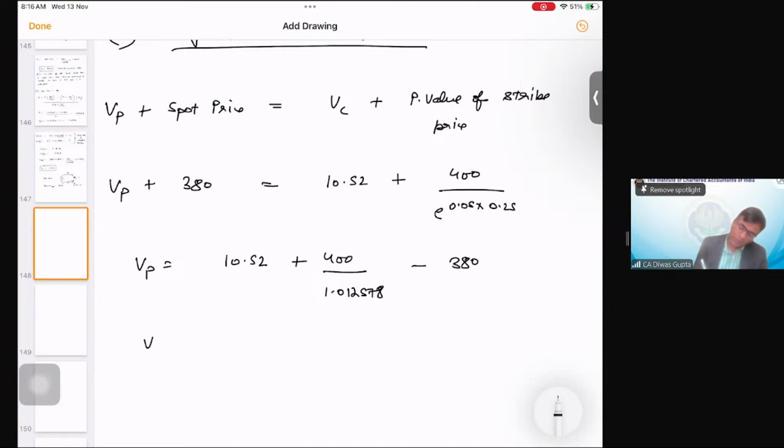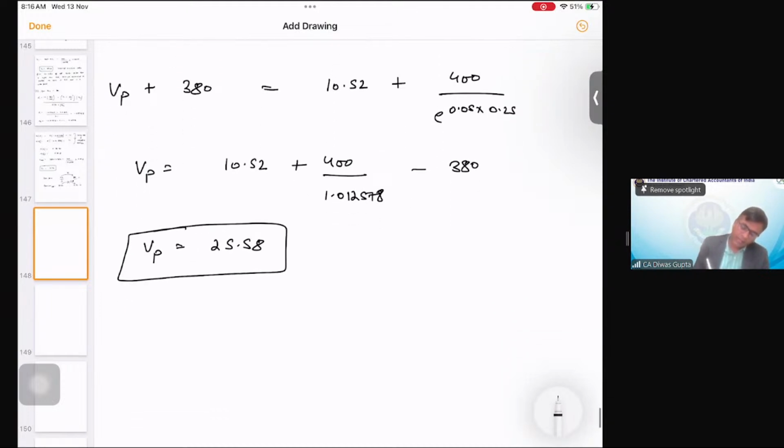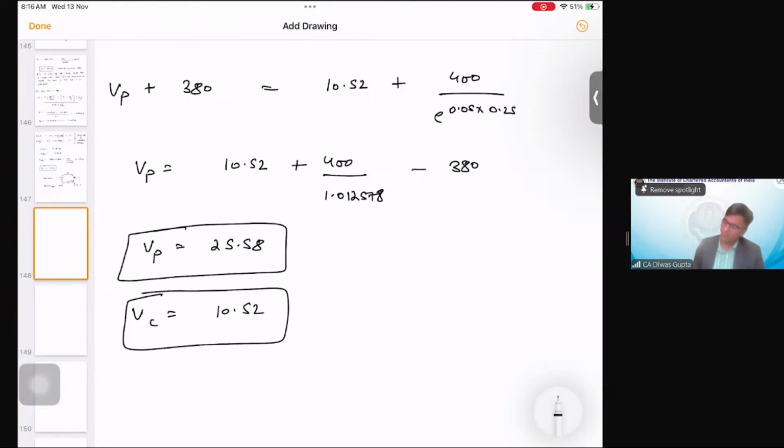Hence the value of put option is 25.58. And the value of call option is 10.52. Now, can anyone tell me why put option value is higher than the value of call option? Another observation, students. The more you observe, the more you understand.